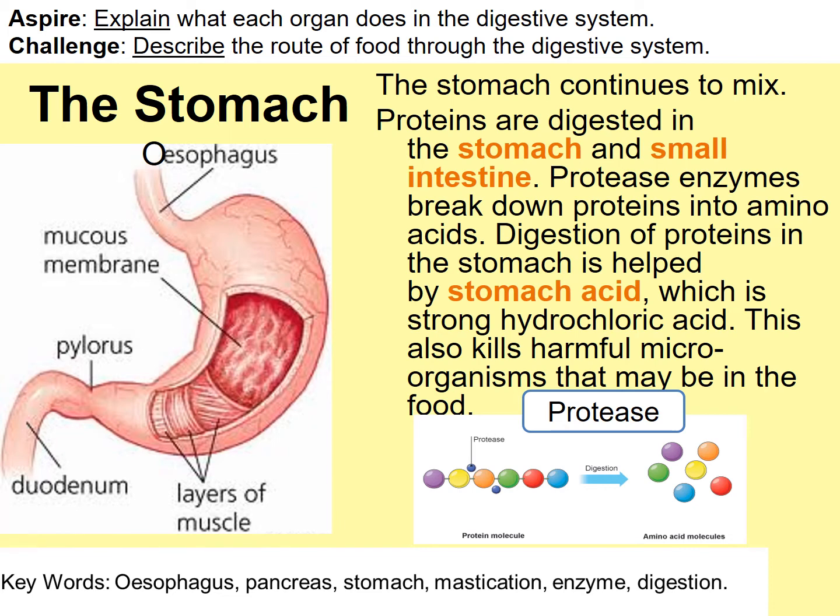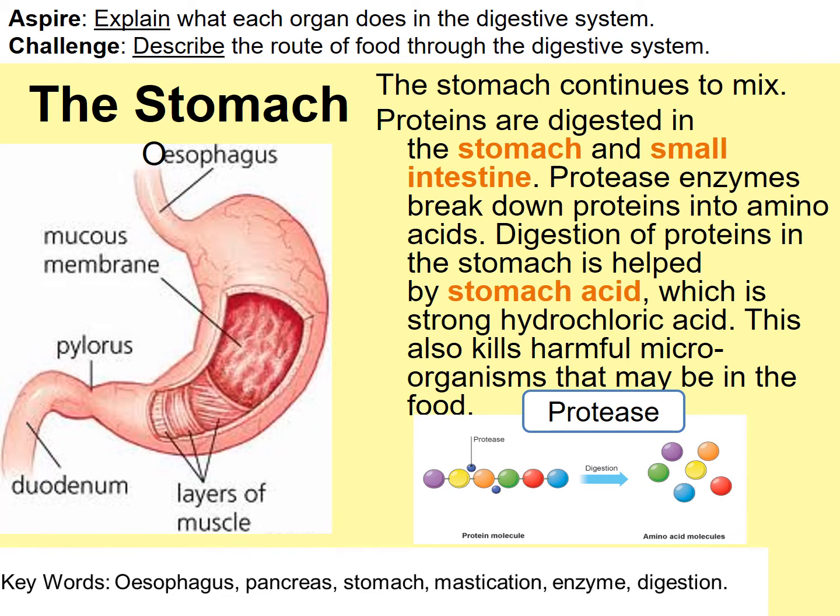And in your stomach, there is another enzyme called protease, and that protease breaks down proteins. Not many people forget that one because of the prot and the prot in both words. So protease is the enzyme that breaks down proteins.